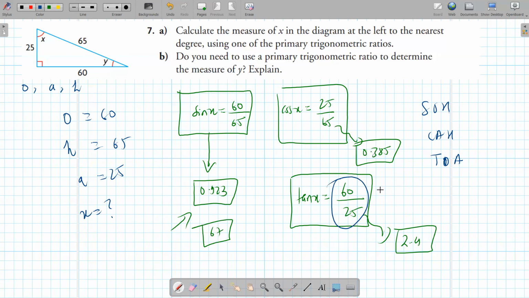Yeah, see, all of them will be the same, right? They're all 67 degrees. So it doesn't matter which ratio you use in this question because they've given you all three sides. So x is 67. How do we find y? Y is the angle on the bottom there.